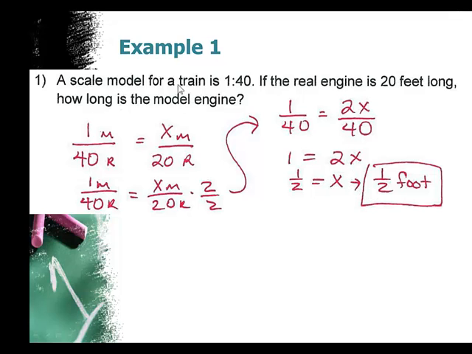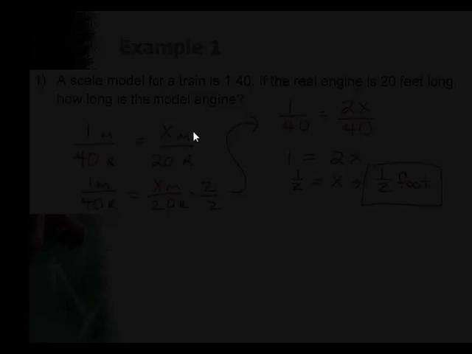So in this problem, we had a scale model. Let me go back over the setup of the proportion. A scale model for a train is 1 to 40. So that's where the 1 on the model came from, and the 40 for the real engine came from. The real engine is 20 feet long, so the 20 feet has to go with the real. See how I have real engine matching across here, and I have models matching across here. 1 to 40 is my starting ratio, and x, my question mark, to 20 is my final ratio.